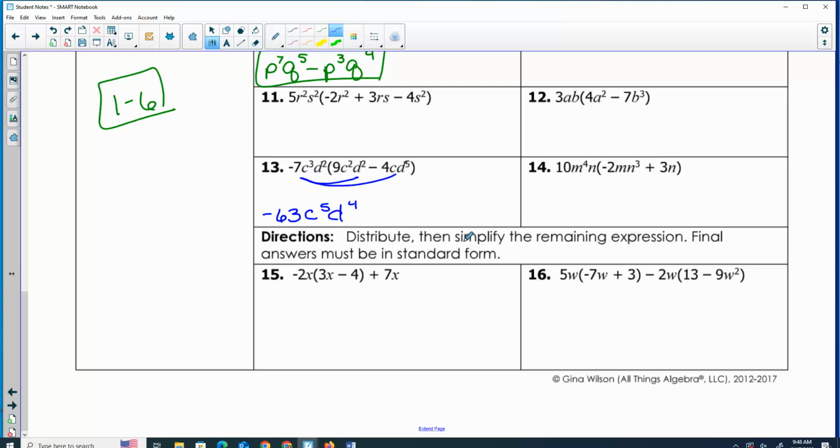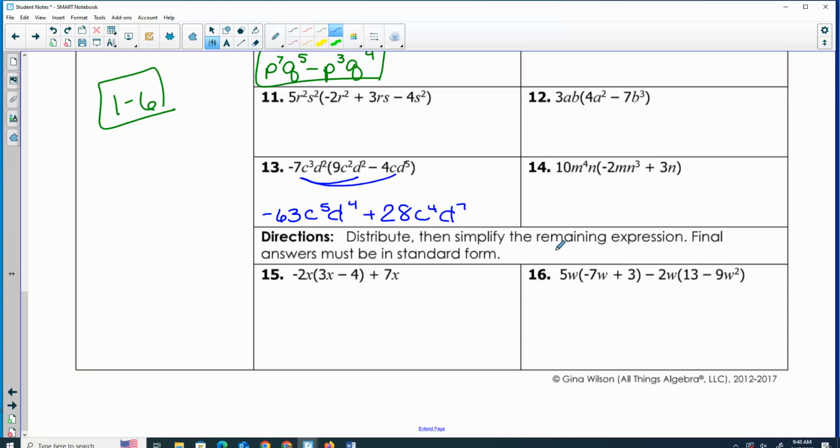And then you have to take it to the other term. So negative 7 times negative 4. Negative times negative is positive 28. 3 c's here and 1 here. 3 plus 1 is 4. 2 d's here and 5 here. 2 plus 5 is 7. And so that's our final answer.